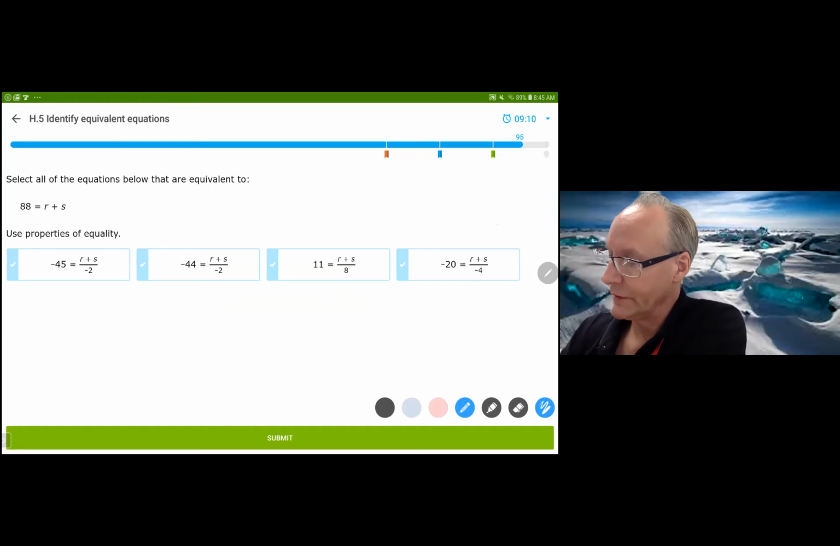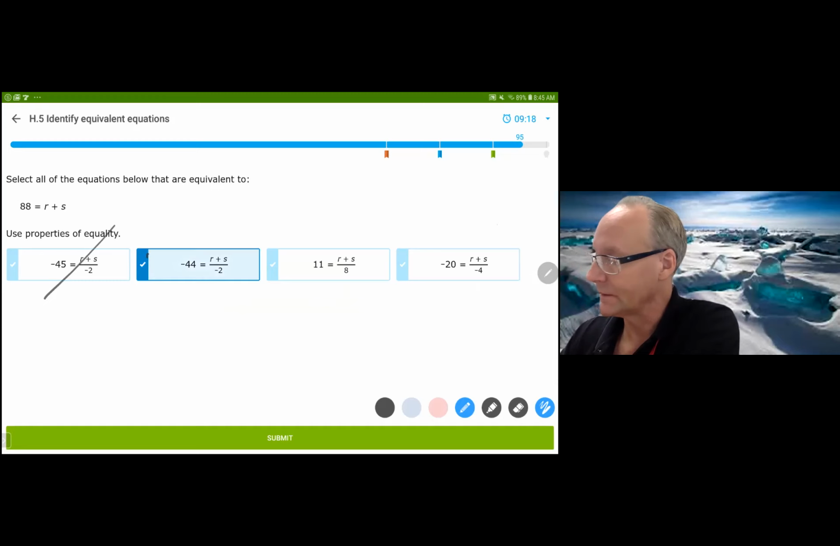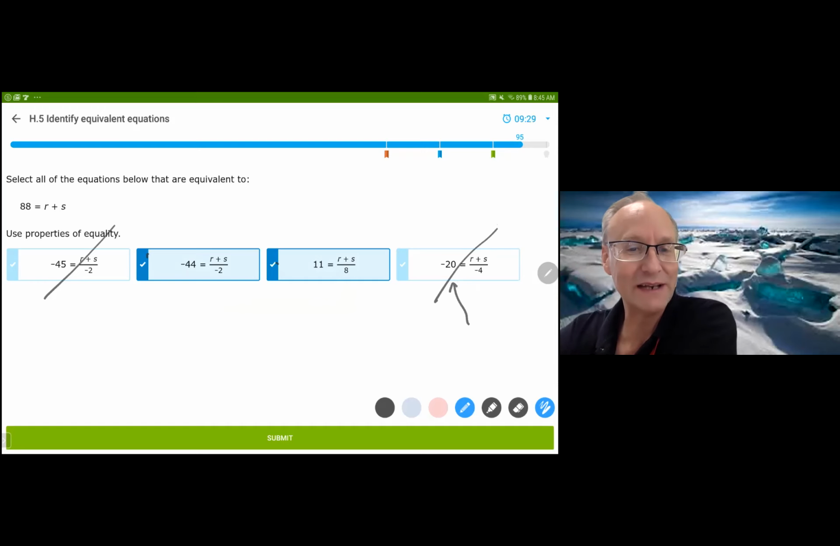In this first one, we divided by negative 2 on the right, but not on the left. In this one, we divided by negative 2 on both sides. Looks good. In this one, we divided by 8 on both sides. And in this one, we divided by -4. Man, that is really tempting, isn't it? See that negative? That should have been -22, shouldn't it? All right, looks good now.